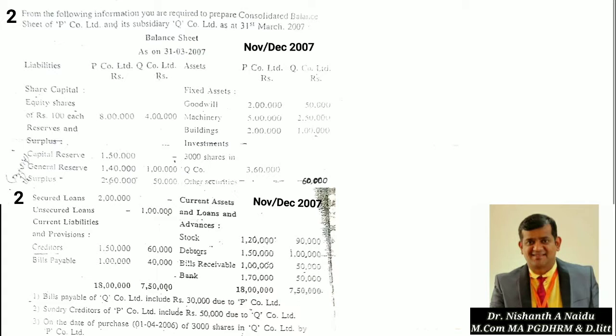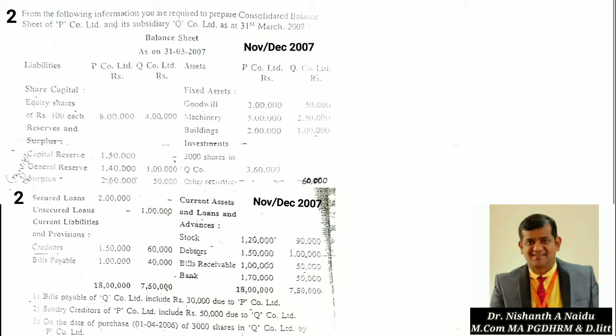Third point: on the date of purchase, 1/4/2006, of 3,000 shares in Q Company Limited by P Company Limited, the balance sheet of Q Company Limited showed a general reserve of rupees 40,000 and surplus of rupees 20,000. So with this information we have to prepare a consolidated balance sheet. Without any further delay, let us start.